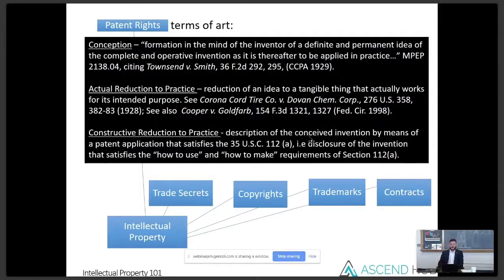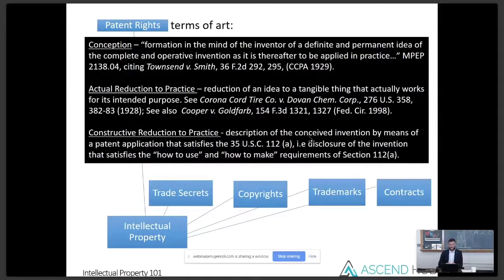Actual reduction to practice is defined as the reduction of an idea to a tangible thing that actually works for its intended purpose. Now, reduction to practice does not have to be full scale. You do not have to know every step that it's going to take to get it from the bench to the actual market, but all of those steps in between are reduction to practice steps of some kind. But at the very minimum, you have to demonstrate actual reduction to practice to qualify for patent protection.